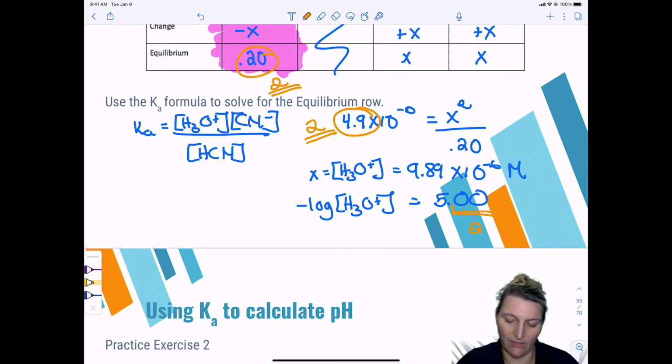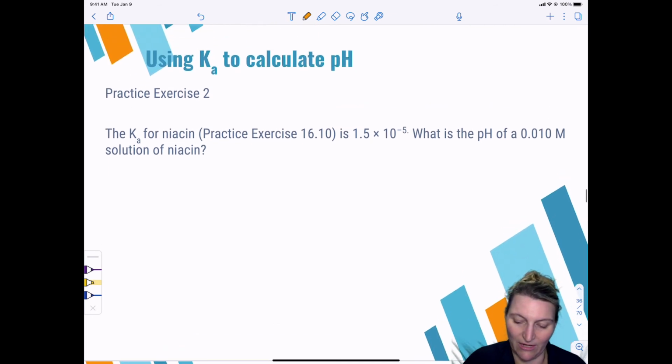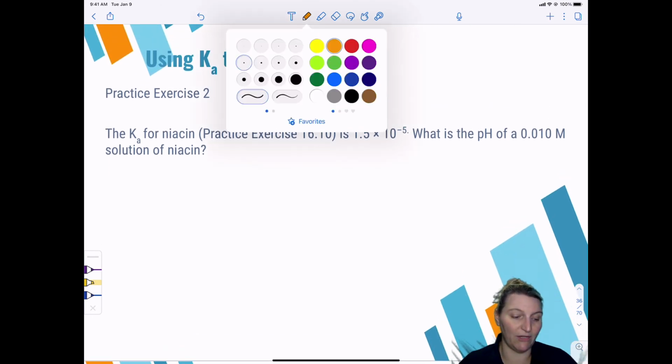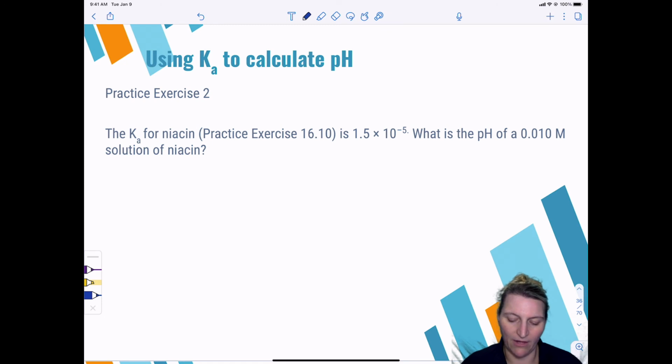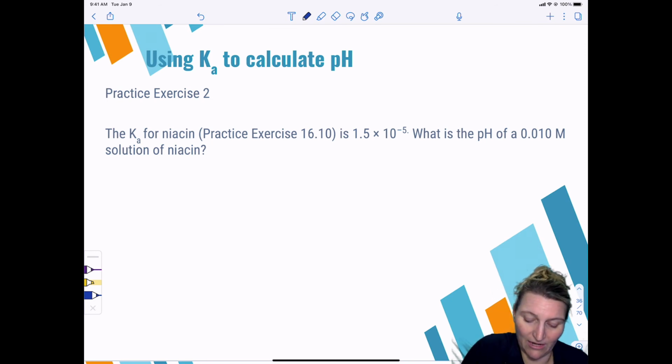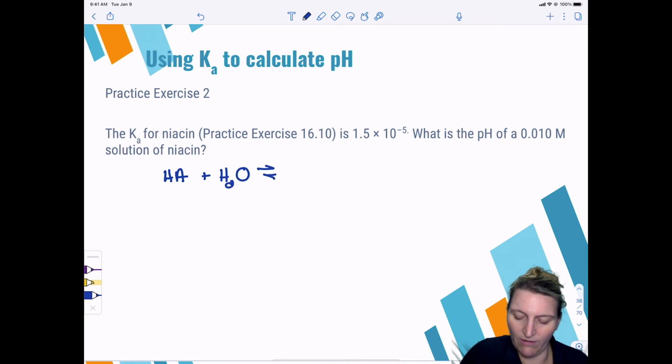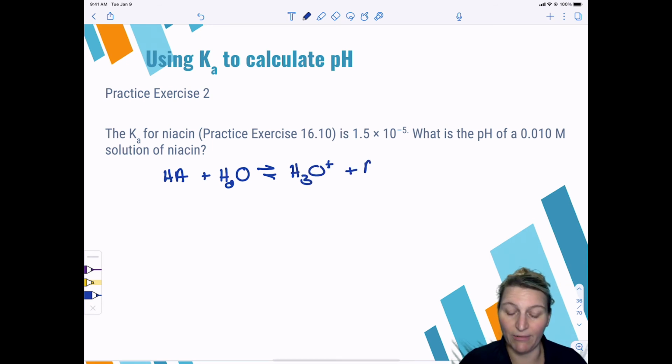So here is another practice exercise, and the mathematics is pretty much exactly the same. The Ka for niacin is 1.5 times 10 to the negative 5. What's the pH of a 0.01 molar solution of niacin? Now, do I really need to look up the formula for niacin? No, I have no idea what it is. I'm just going to say HA, right? So some weak acid plus water will react and form an equilibrium with H3O plus and some random conjugate base.